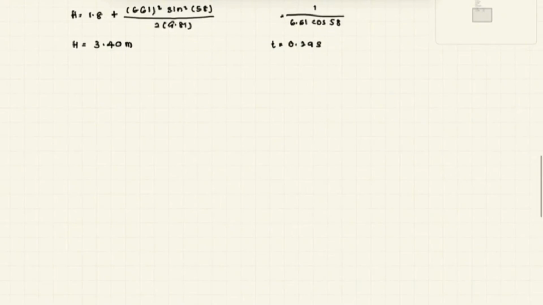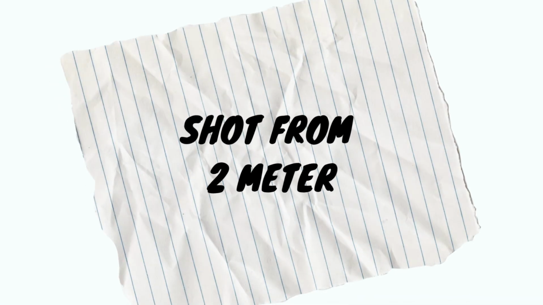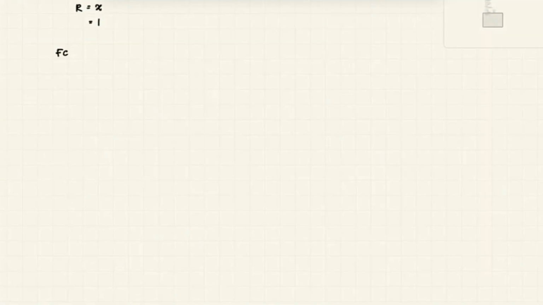Finally, the horizontal range is the horizontal distance traveled by the ball. And the final answer is R equals 1. The same calculation is then repeated for 2 meters at 48 degrees and 3 meters at 42 degrees. This is the full calculation for maximum height, time of flight, and horizontal range for 2 meters.